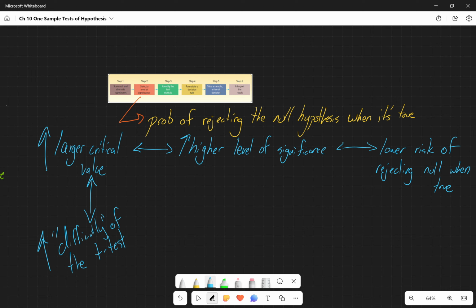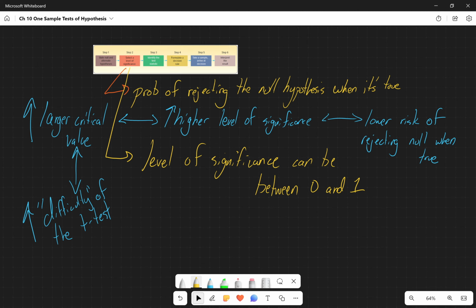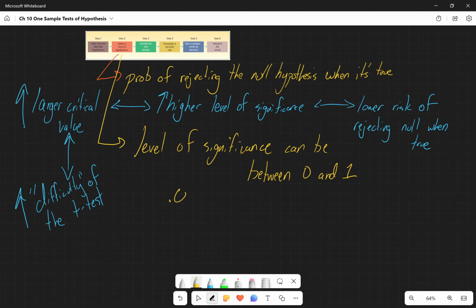So this value of significance, it's related to the level of confidence, right? It can be anywhere between 0 and 1. Traditionally, the levels of significance that we use are 0.05 or 95% for consumer research purposes.